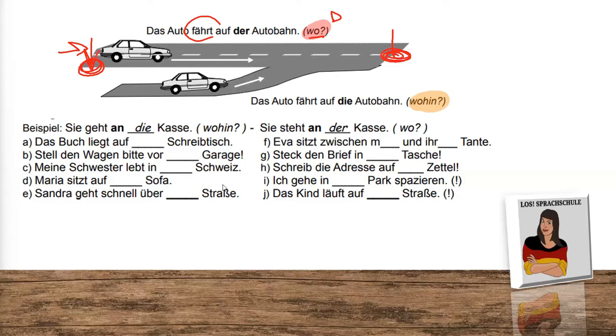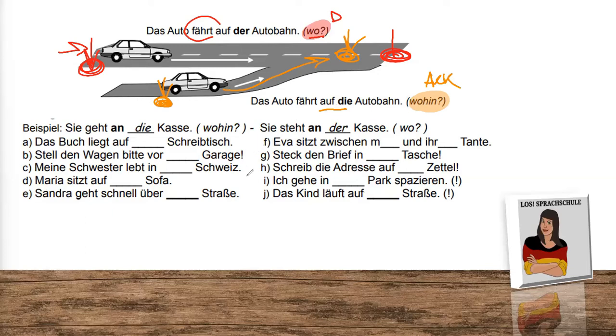Wo fährt das Auto? Auf der Autobahn, on the highway. If you have now a street next to the highway, so we're not there yet, and we want to go on the highway, we have to say, das Auto fährt auf die Autobahn. Now it changes. It becomes Akkusativ because the position changed. Wohin fährt das Auto? Towards where is the car driving? To the highway. This is what it means.